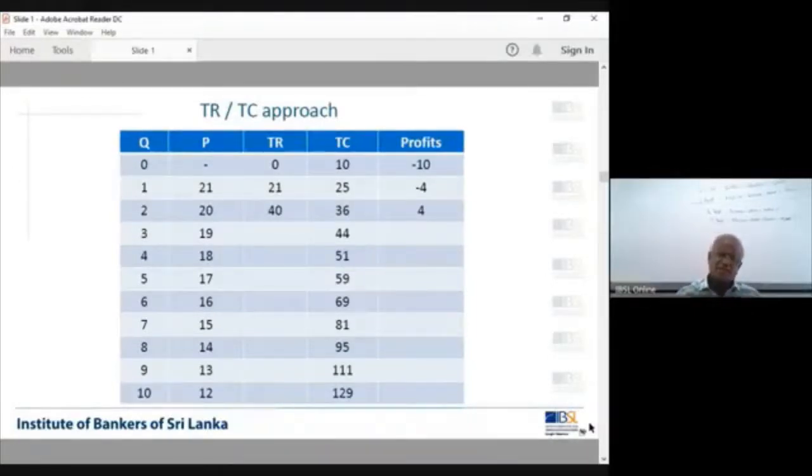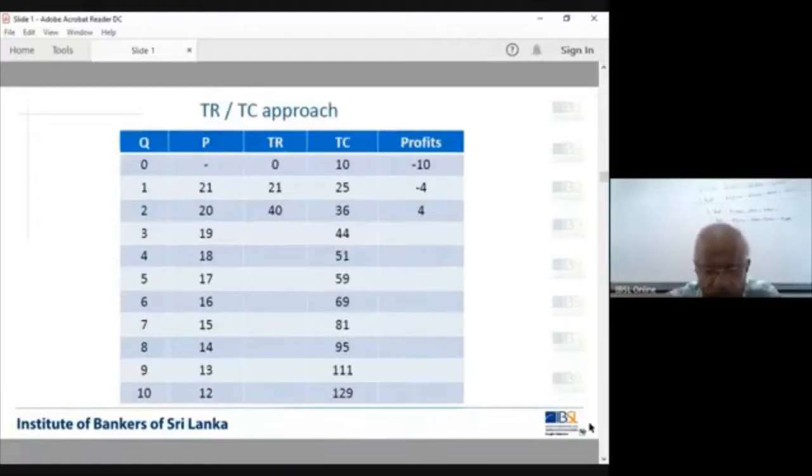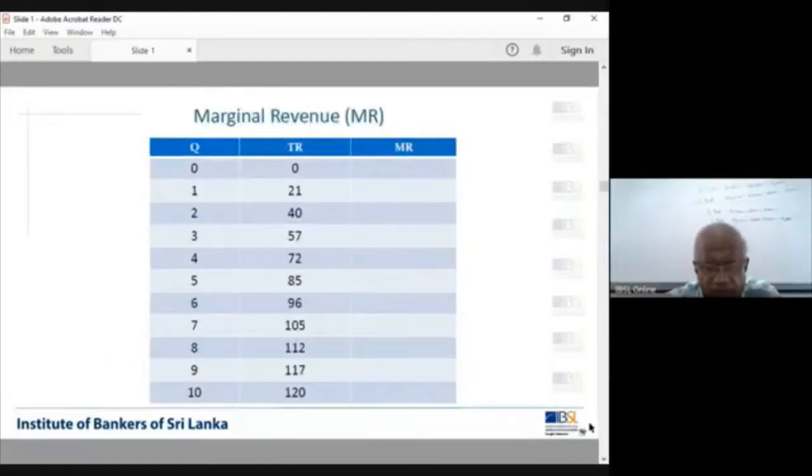Now we are going to discuss the MRMC approach, marginal revenue. Now these are the revenue numbers from the earlier table. You calculate, you got the same numbers: 21, 40, 57, 72, 96, like that.